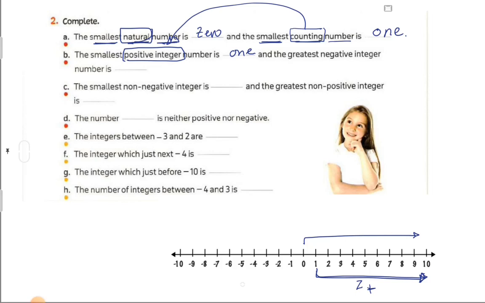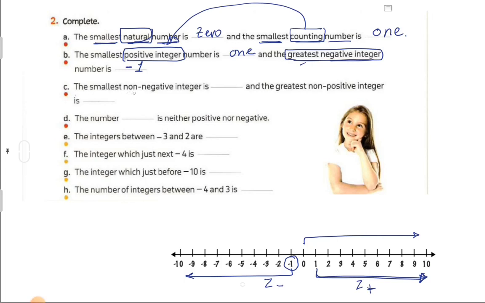And the greatest negative integer. Where is the negative integer? Negative integers start from 0 and go to the left. It's called Z negative. I need the greatest number here. The greatest number is the closest one to 0, to the right. So the greatest negative integer is negative 1.